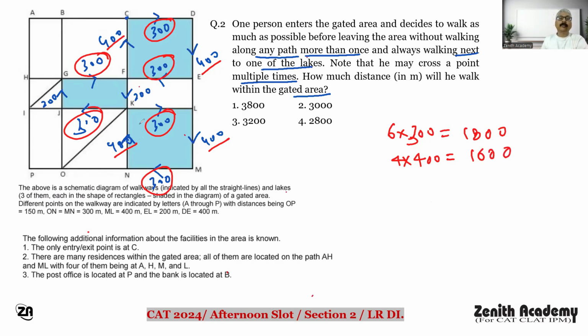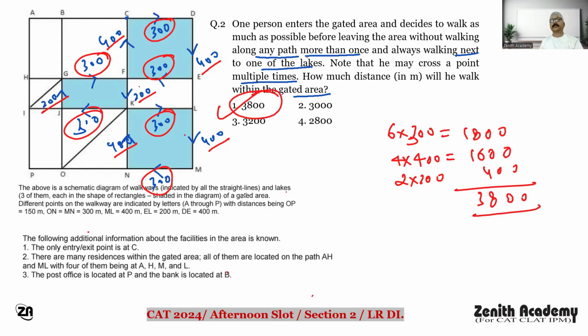And then this 200 and this 200, 2 to the 4. So add it, this is 38. Answer is 38. This is question number 2.